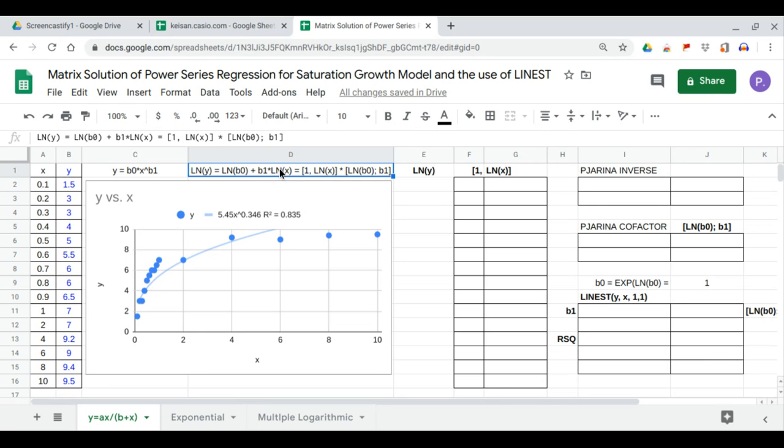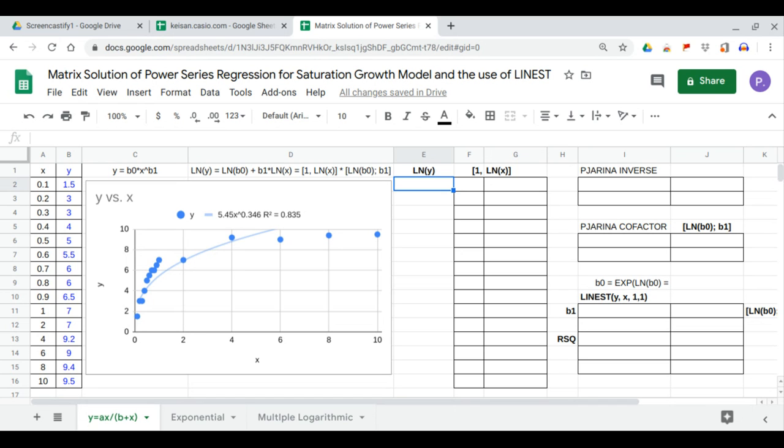Factoring out the matrices, the x matrix will be 1 comma ln x factored out, and the coefficients will be ln b0 semicolon b1. So the 1 comma ln x matrix will be this matrix, while the ln b0 semicolon b1 will be this matrix. So we will calculate these values, ln b0 and b1, using the transformed dataset.